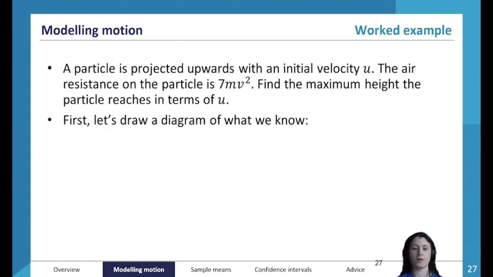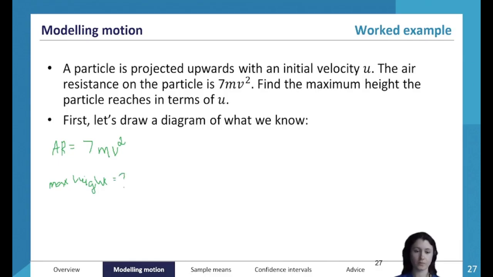So, let's go through this question here. This is quite a complex one, so if you're more of an advanced student, please feel free to pause the recording and have a go at this yourself, or if you just want to come along for the ride, then that is absolutely fine too. So we have a particle being projected upwards with an initial velocity u. The air resistance on the particle is 7 m v squared. Find the maximum height the particle reaches in terms of u.